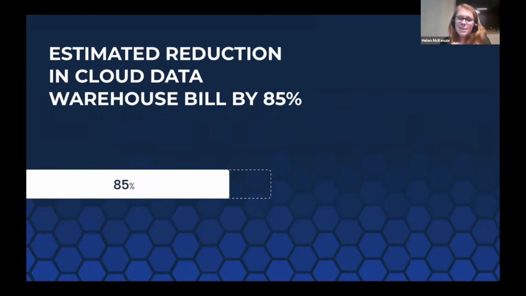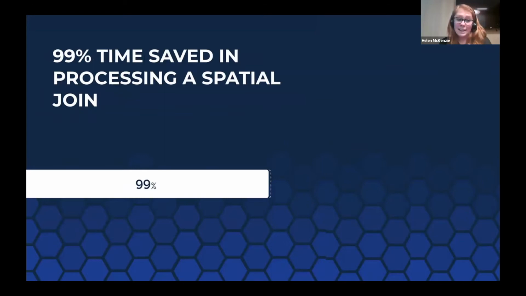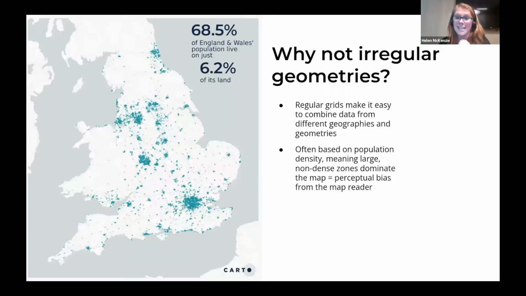Similarly, we estimate that you can save on your cloud data warehouse bill by about 85%, and that's because this data is just so much smaller that any cost that you're incurring through storing data is going to be so much less. And then finally, a spatial join, if you're familiar with spatial joins, is basically about taking data from one geography, maybe a county, and aggregating it to another geography, maybe a bespoke study area. So it's a really common type of spatial analysis and something that is really your bread and butter as a spatial data scientist or analyst. And we estimate that you're saving about 99% of time in that processing, which is amazing.